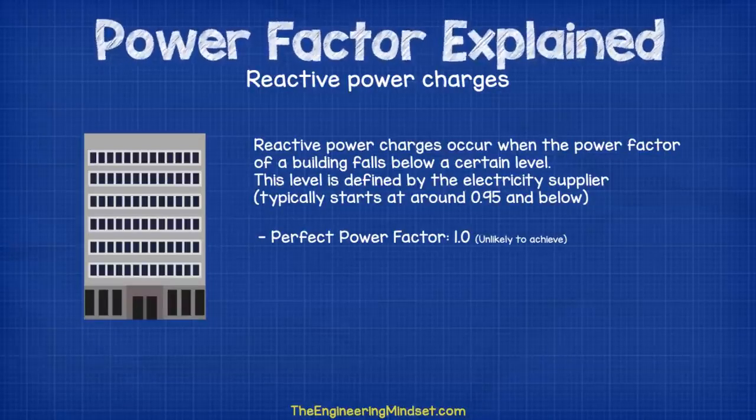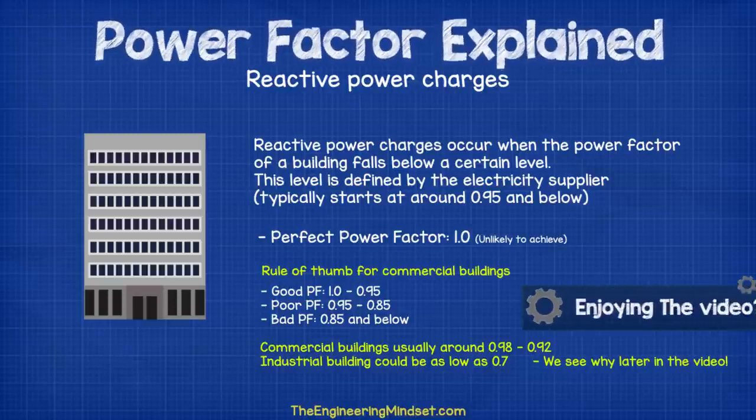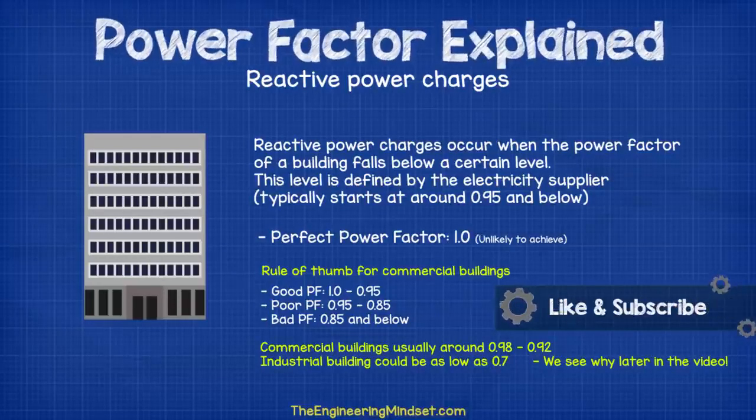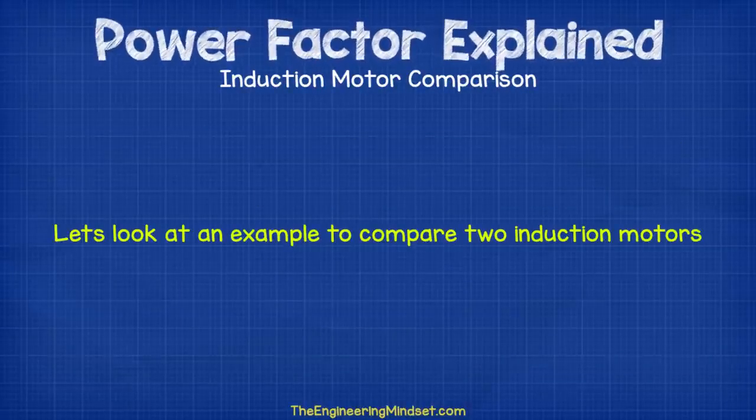In large commercial buildings, the overall power factor is likely to sit in the following categories. Good power factor is generally between 1 and 0.95. Poor power factor is anything from 0.95 to 0.85. Bad power factor is anything below 0.85. Commercial office buildings are usually somewhere between 0.98 and 0.92. Industrial buildings could be as low as 0.7. We'll look at what causes this shortly. Let's first have a look at an example.